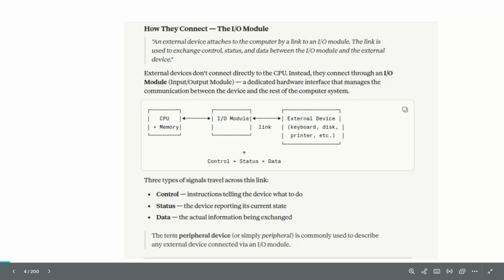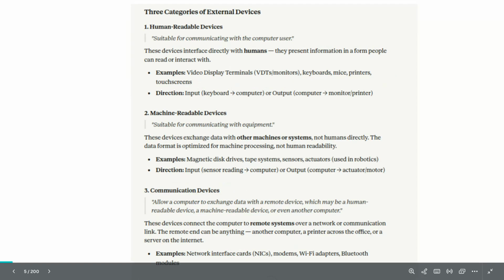Now through this link, the control, status and data signals can pass. Control signals are basically the instructions telling the device what to do, status signals are the device reporting its current status, and data is the actual information being exchanged here. Now there are three categories of external devices: human readable external devices, machine readable external devices, and communication devices.